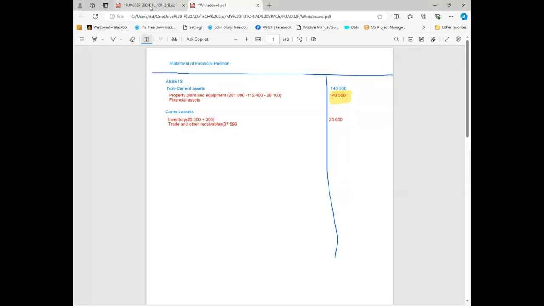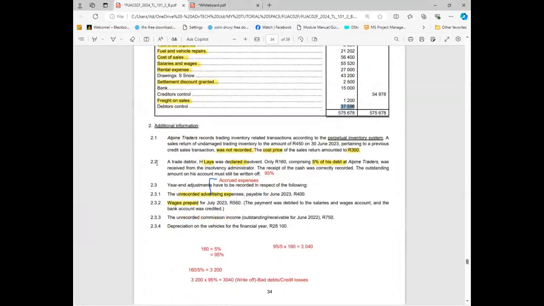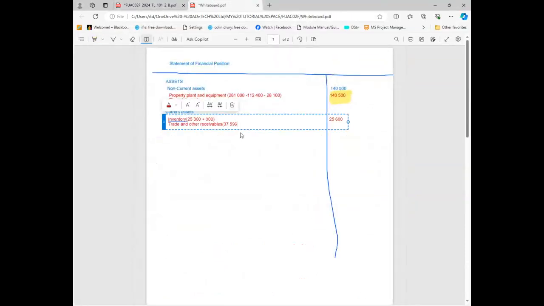Do you have any amount that has been paid? Yes, we do have it on 2.2. Can you see here? Let's check this data. 160 was received, but they said it was recorded. So this one we cannot worry about, because they said it was recorded. But the one that was not recorded is this one. Remember this one, 95% written off. So we do have 3,014.40 written off. We are going to minus it. Yes, thank you.